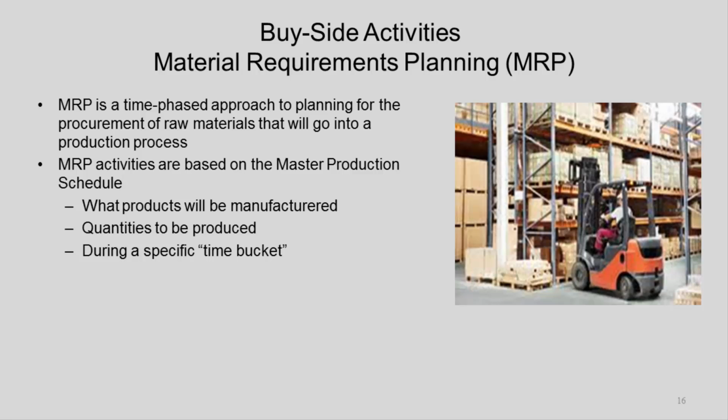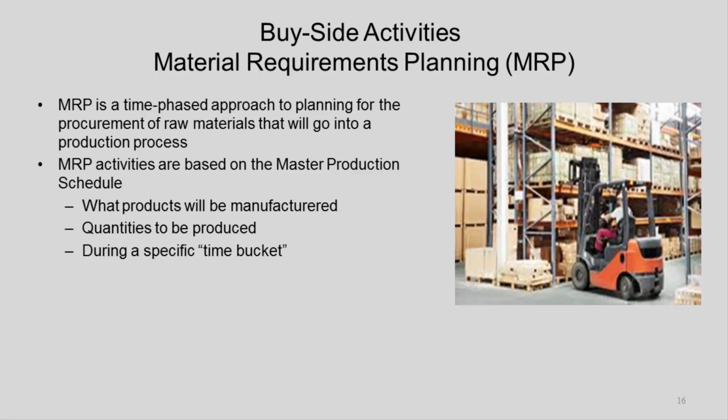And the master production schedule, because it determines quantities to be made, is what's going to drive the need, or determine the quantities, of raw materials that we'll need. That's what MRP does. So in our hash marks, what products will be manufactured on the MPS, the master production schedule, what quantities, and during a specific time bucket.